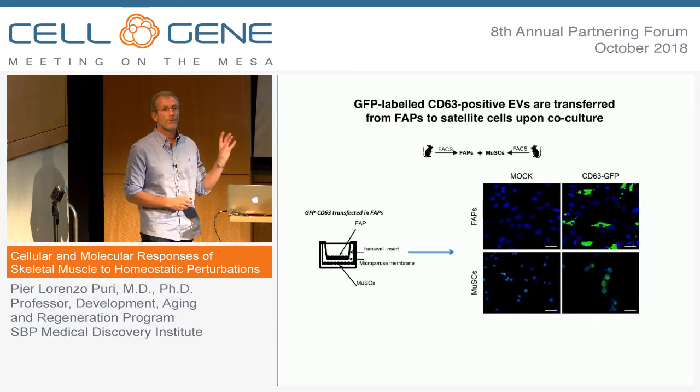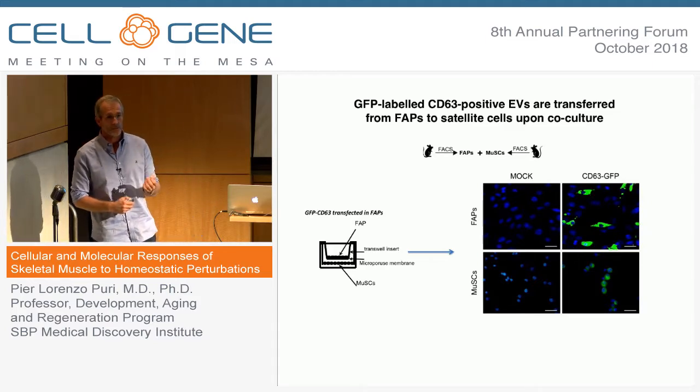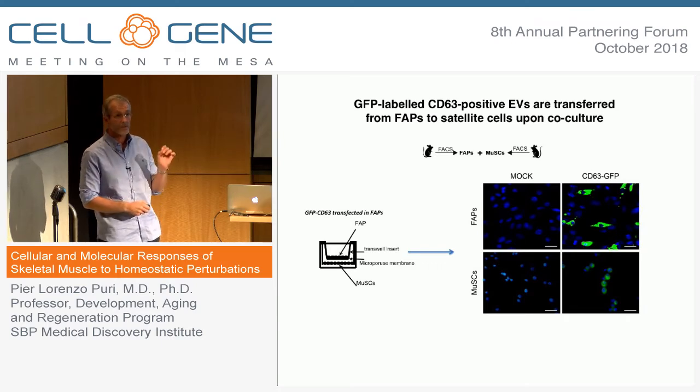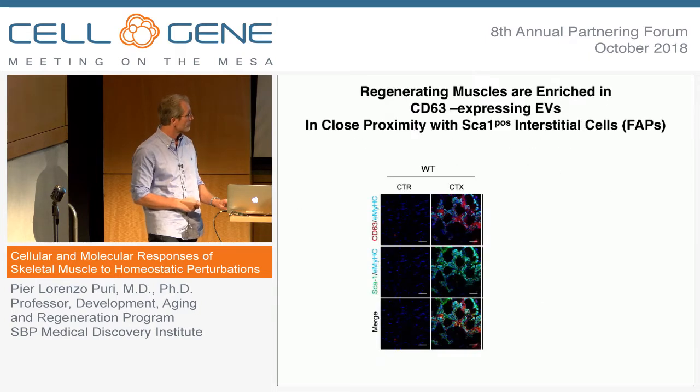CD63, which is a typical marker of extracellular vesicles, in fibroadipogenic progenitors, it's clearly visualized, so that means that it's incorporated into extracellular vesicles, and upon the transwell culture is efficiently transferred into the satellite cells. And as you can see, this process, now we're using an even better dye, is almost completely blocked by GW4869. You can see some residual signal, but really minimal.